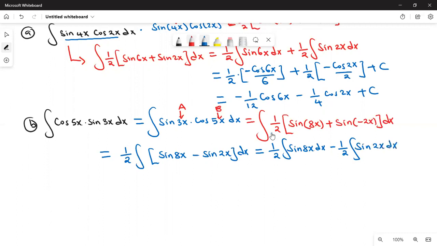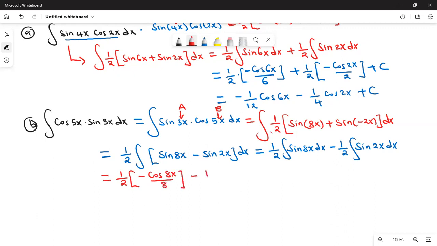So that when you integrate, you're going to get the first integral. What did you differentiate to get sine 8x? It was negative cosine of 8x divided by 8. So this will give us 1/2 times negative cosine of 8x divided by 8.